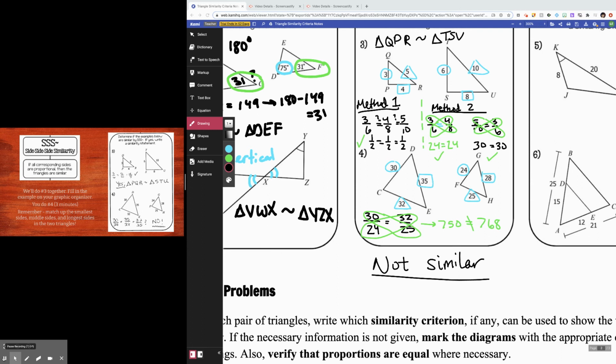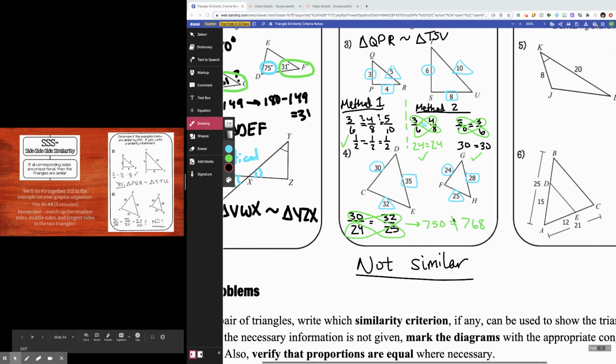Now, when I wrote an equation with my smallest side proportion and my medium side proportion, and I did the cross multiplication, I got two different numbers, right? 30 times 25 is 750, and 32 times 24 was 768. So I got two different numbers, which is not what I want. So what that means is that these triangles are not similar, okay?